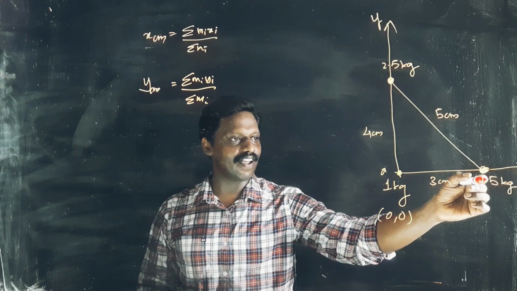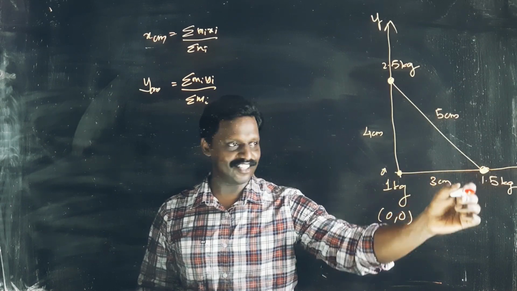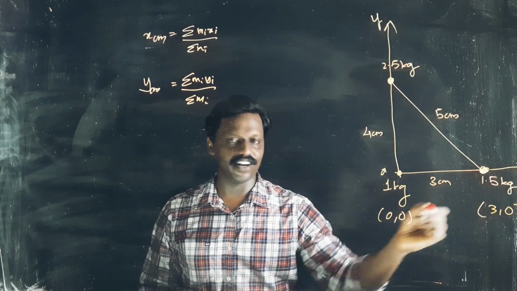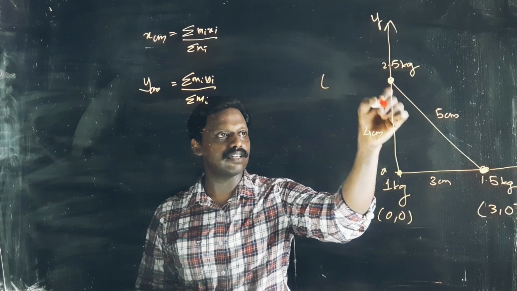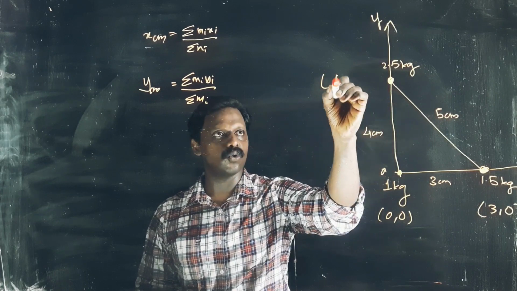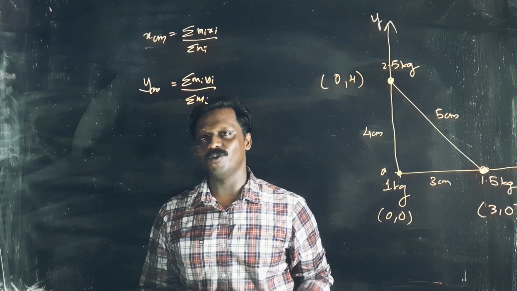Since 1.5 kg is along the x-axis at a distance 3 centimeter, its position coordinate is 3, 0. And the 2.5 kilogram mass is along the y-axis. So the x-coordinate is 0, so its position coordinates are 0, 4.